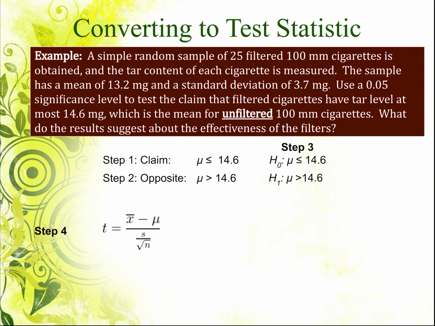Finding the test statistic, again, since this is dealing with means, we're going to use the t-test statistic. So we have our sample mean. The sample mean was 13.2 minus the population mean. The population mean was 14.6 divided by the sample standard deviation of 3.7 over the square root of n, or 25.